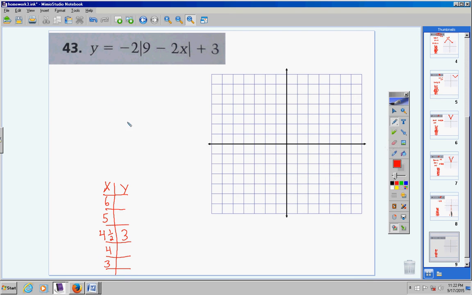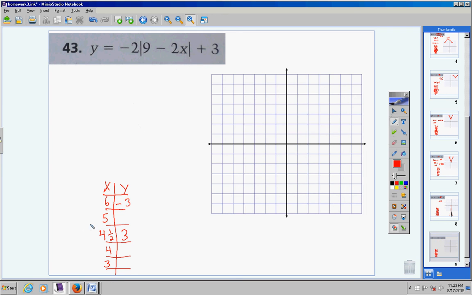Okay, let's put a 6 in for x. So negative 2 times the absolute value of 9 minus 2 times 6. Be really careful. Negative 2 times 6 is negative 12. So 9 minus 12, or 9 negative 12 is negative 3. And then a positive 3. But hold on. The absolute value of negative 3 is 3. Negative 2 times 3 is negative 6. Positive 3. Negative 3. Let's try a couple more of these so you can practice.